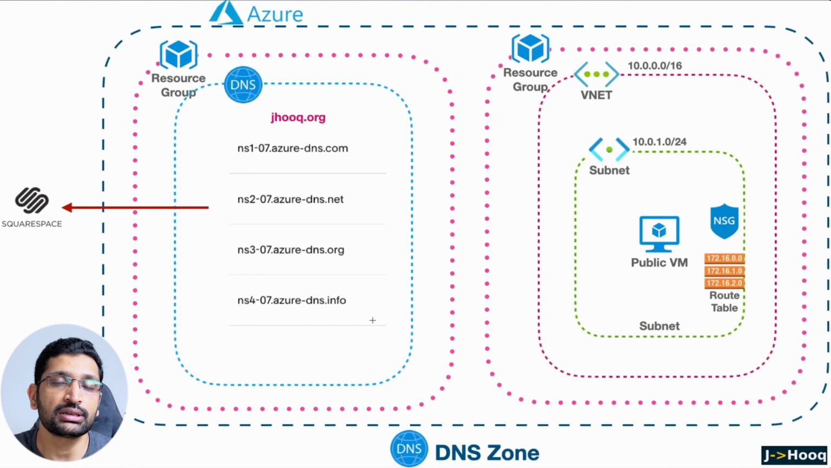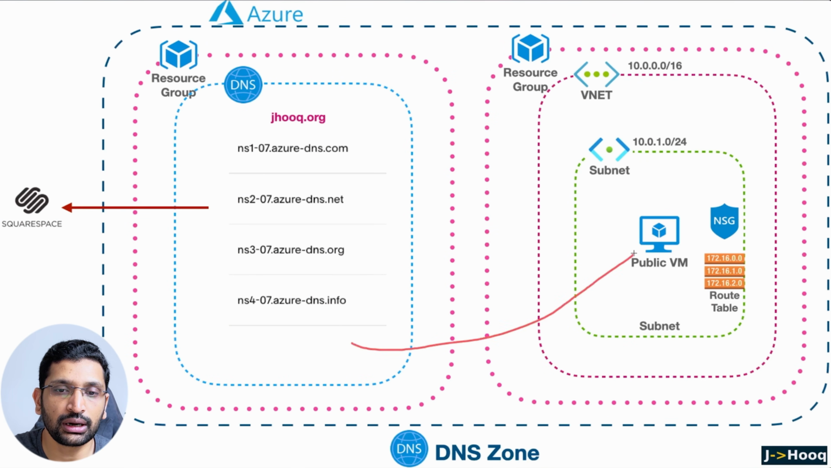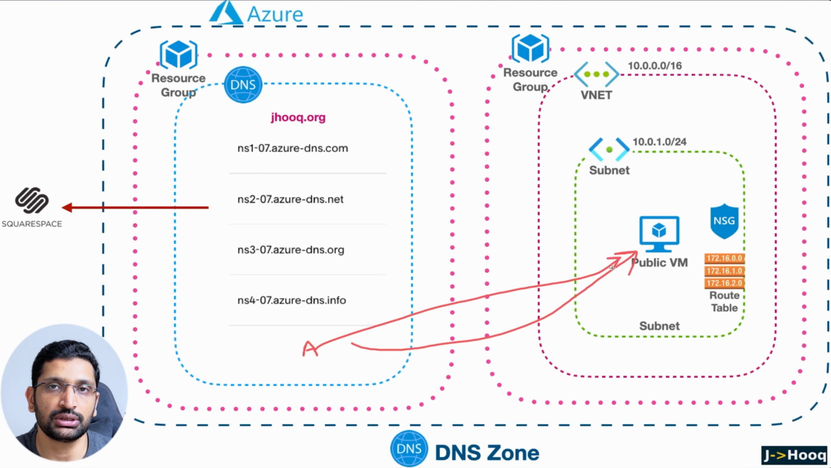Once the request is redirected to our DNS zone, then from the DNS zone we can easily point that request to our public VM or any virtual machine, whether it is sitting in a public subnet or private subnet. That redirection we will do through the A record, which we need to create here. This A record will point to the IP address of this public VM or any virtual machine. It can be a private IP address as well as a public IP address. So that's how this whole resolution will work.